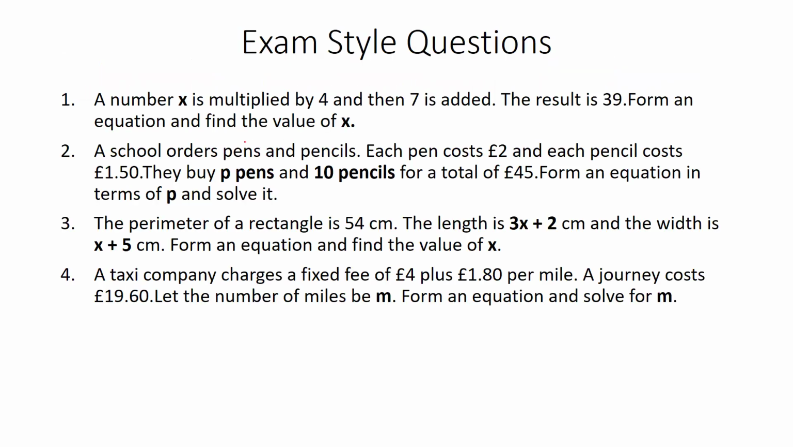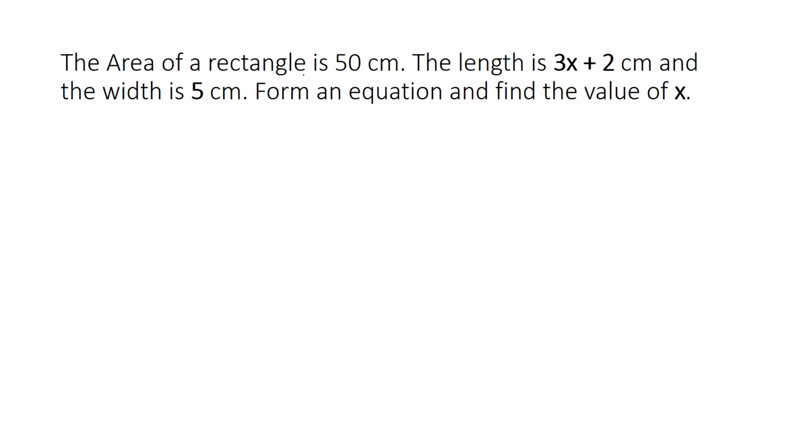In this example, the area of a rectangle is given to us. Because it's a rectangle question, let's draw a rectangle. It says the area of the rectangle is 50, sorry, here is a mistake. It should be centimeters squared because that's the unit of area. The length is 3x plus 2 and the width is 5 centimeters. Form an equation and find the value of x.